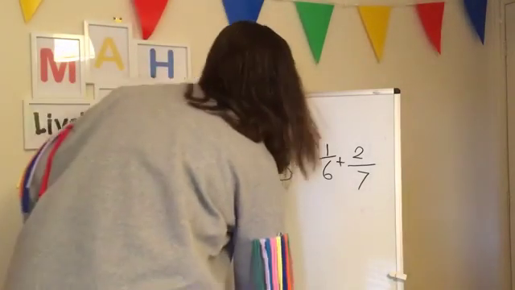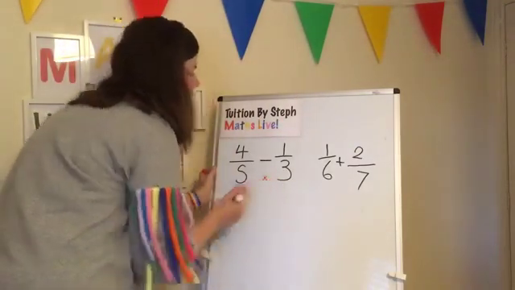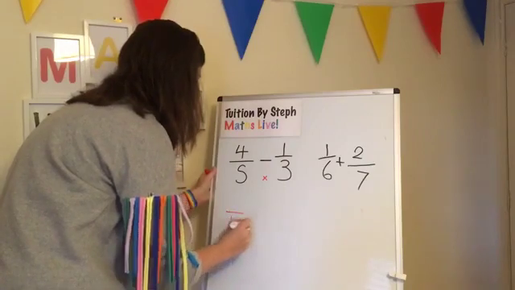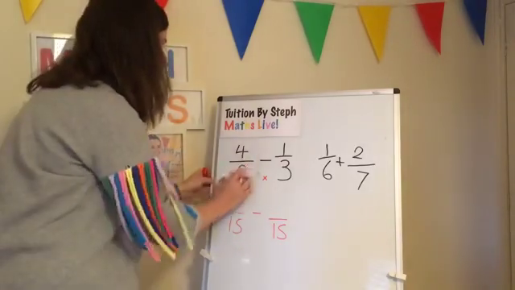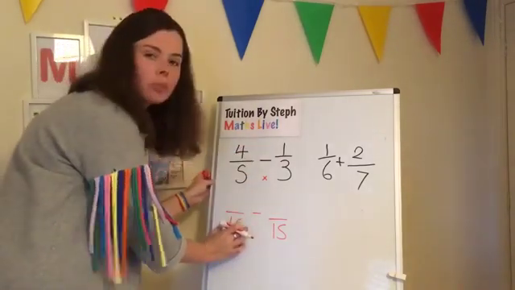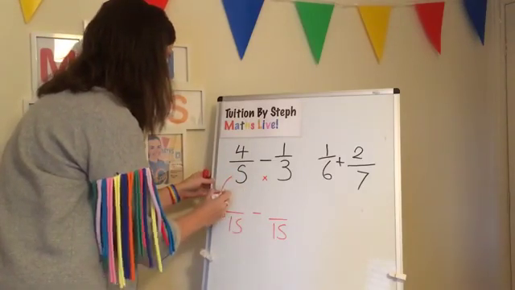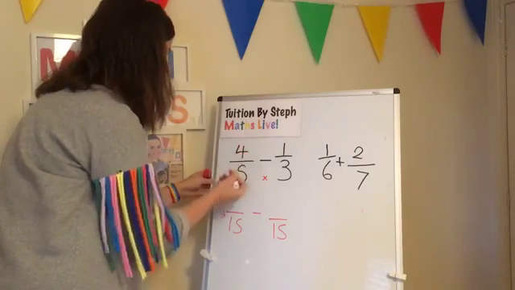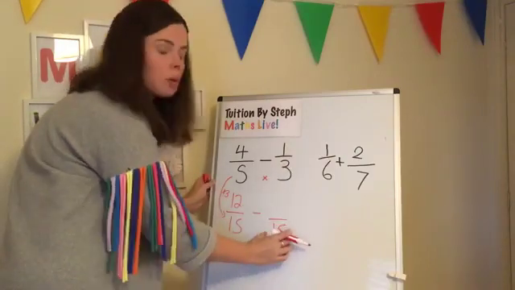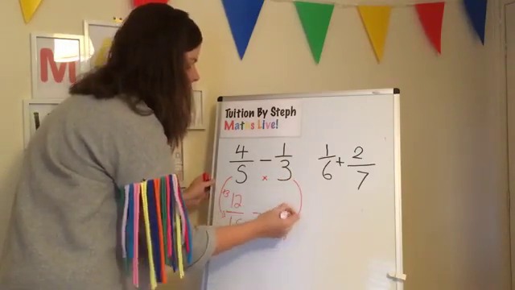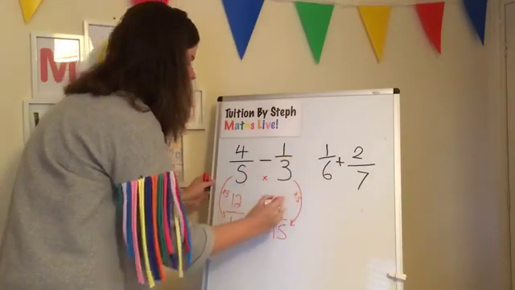So let's have a look. 4/5 take away 1/3. So let's times the denominators together. 5 times 3 is 15. And we're subtracting. Now, how did we change 4/5 so the denominator is 15? To change 5 into 15, we times it by 3. So we do the same to the top. 4 times 3 is 12. How do we change 1/3 so the denominator is 15? We did 3 times 5, which is 15. So we do the same to the top. 1 times 5 is 5.